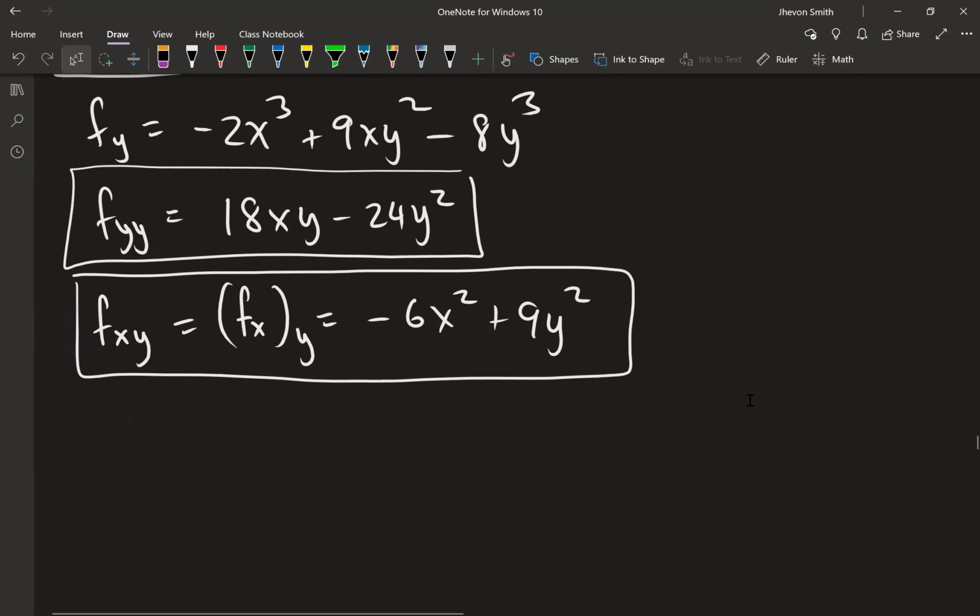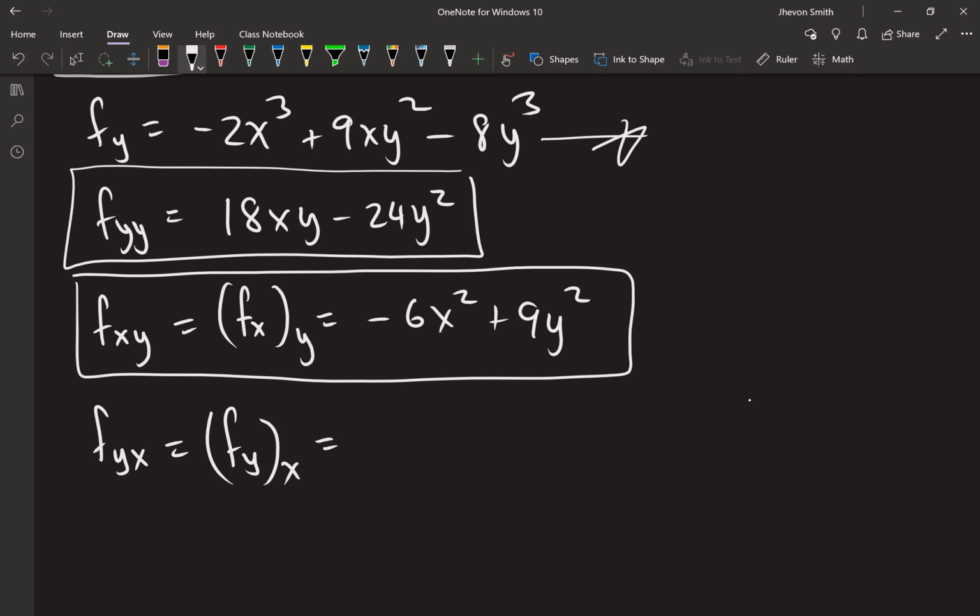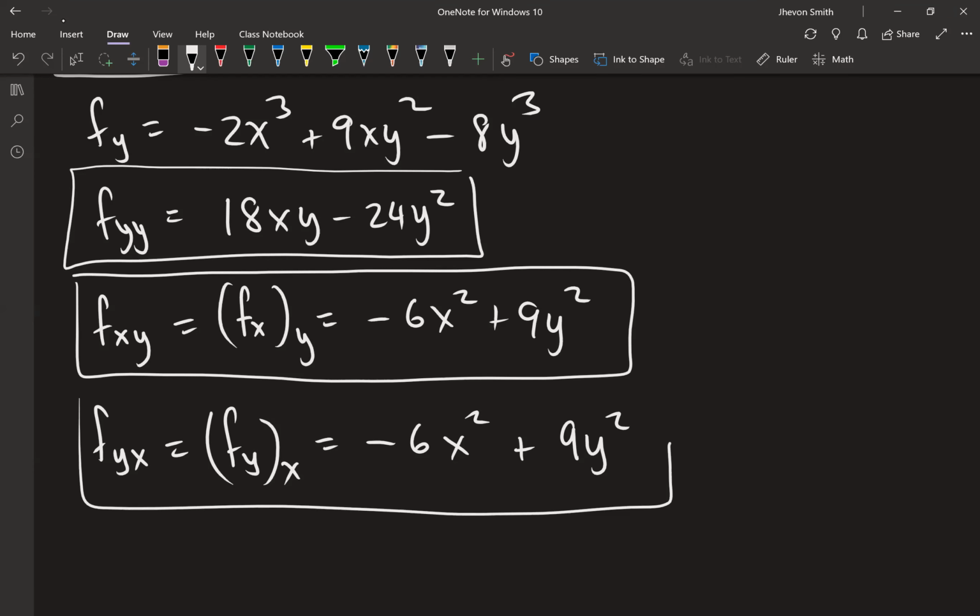And then for my fyx, that would be the partial with respect to y, then I take the partial with respect to x. So I start here at the partial with respect to y and differentiate with respect to x. So that's giving me minus 6x squared plus 9y squared. And that's that.